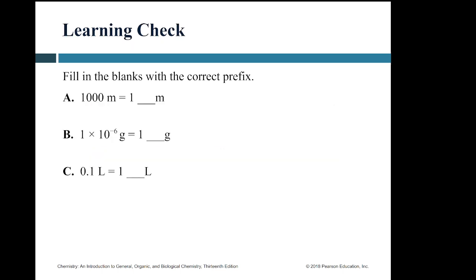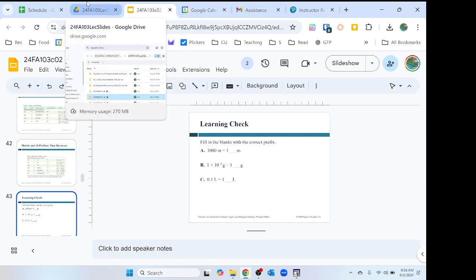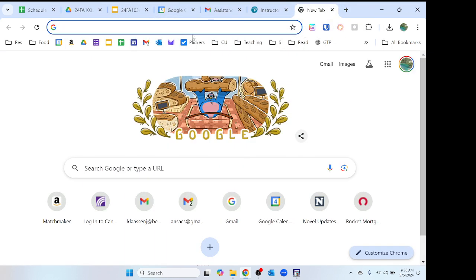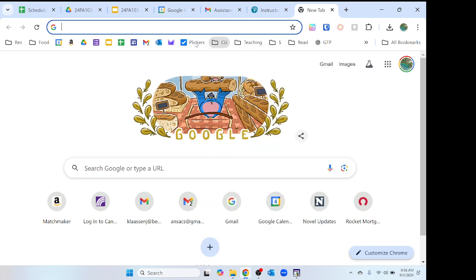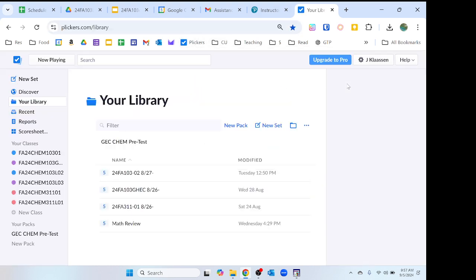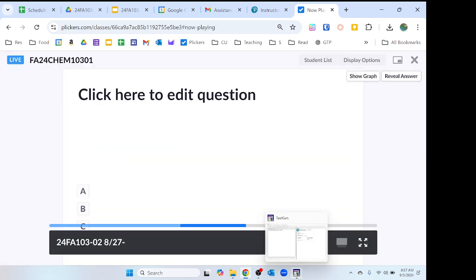Okay, let's fill in the blanks. Also, go ahead and get out your cards, because I'll scan everybody in. One of the things I'll be working on this weekend, in case you're curious, is incorporating the plickers better into my shows. Unfortunately, I'm having some issues.